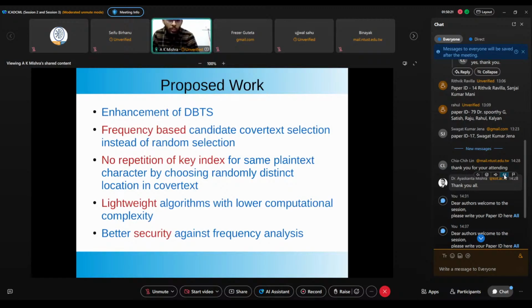One work was also to ensure that there is no repetition of the key indices for different characters repeated in the plain text. Let's say the example that I gave in the last slide: if there is this secret information Aravali with A repeating 3 times, in the base work the key index was the same for A repeating 3 times. But in this work we had to ensure that the key for every A occurring multiple times is different. And thirdly, we had to ensure that this algorithm is lightweight, and lastly, it should provide better security.